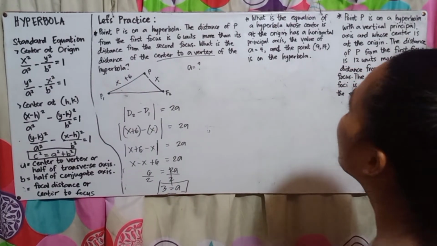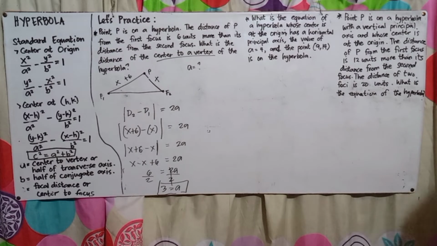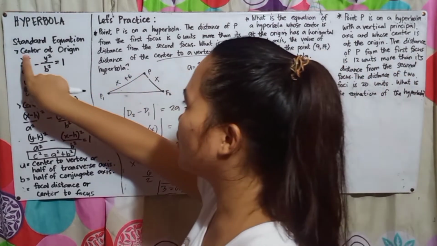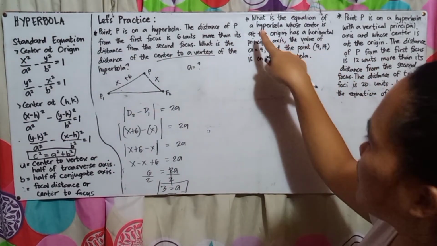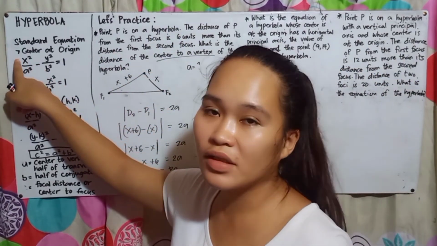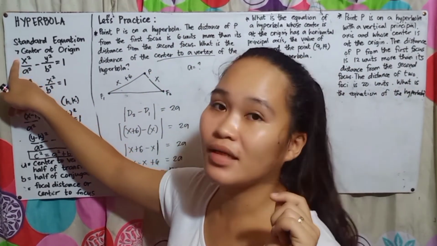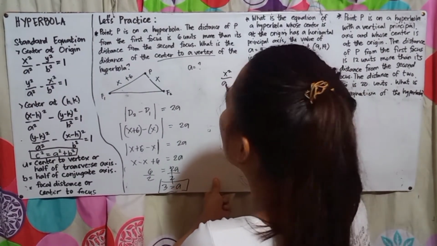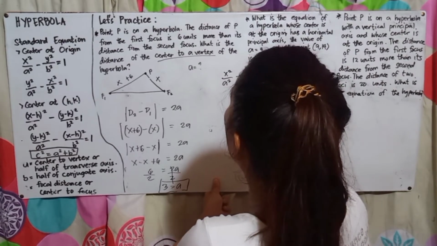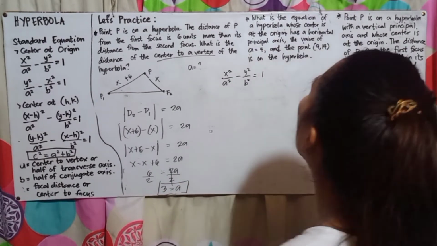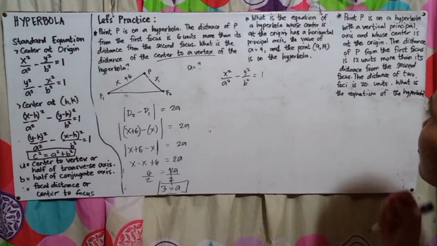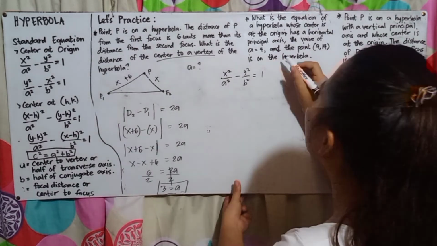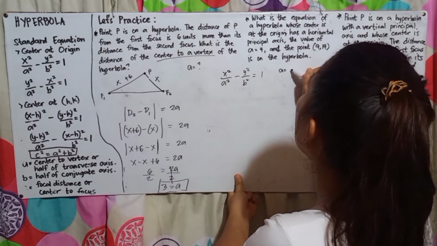Okay, next example. What is the equation of the hyperbola whose center is the origin and has a horizontal principal axis? Since the center is the origin and the principal axis is horizontal, along the x-axis, we use x squared over a squared minus y squared over b squared equals 1. The value of a is 4.